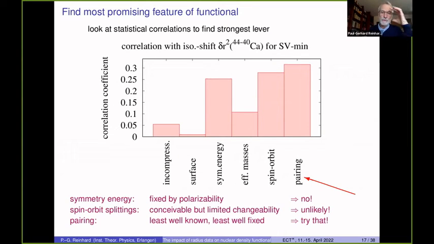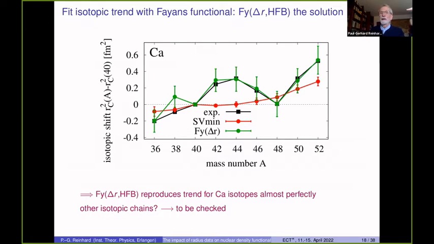And now we come to this Fayans functional, which has another degree of freedom in pairing, which is missing in all the Skyrme functionals. Adding a gradient term in pairing gives us this green result. It solves the problem. Another example where radius data have helped or revealed missing features in the model.